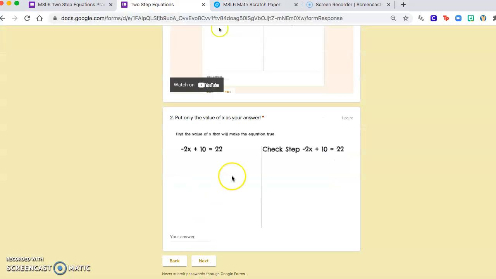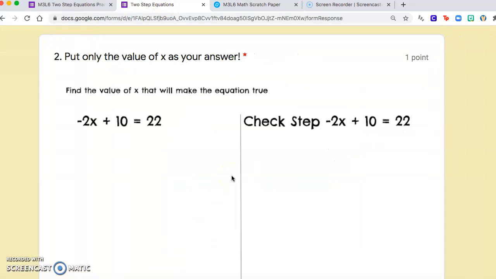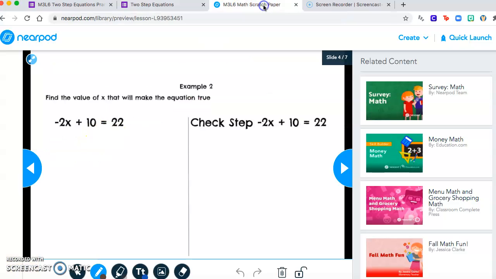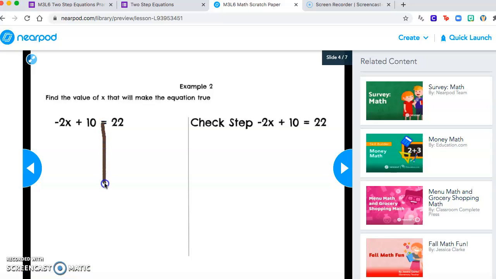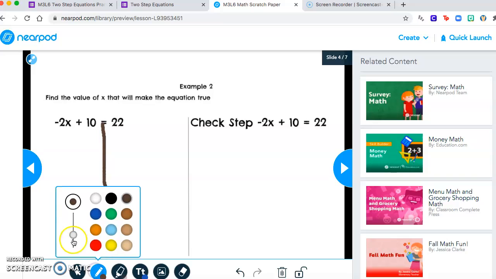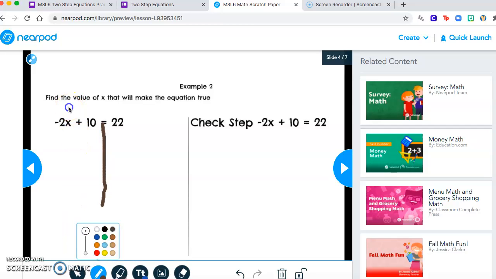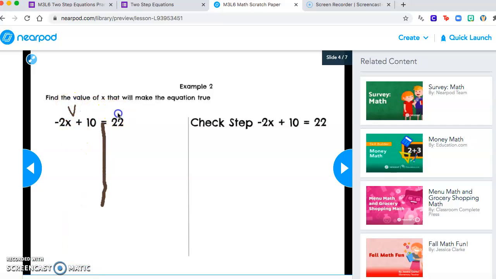All right, we're going to start with example 2. Find the value of x that will make the equation true. So again, let's start by just doing the things that we do know. We're going to put a line down the middle, and we are going to label the side with the variable, which is right here, and the side with the numbers, which is right here.